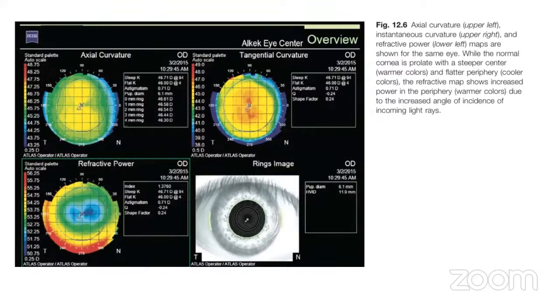This is the image showing axial curvatural map. The first image is the instantaneous curvature, and the second image shows the refractive power map. While the normal cornea is prolate with a steeper center and flatter periphery, the refractive map shows increased power in the periphery, that is warmer colors, due to increased angle of incidence of incoming light rays.